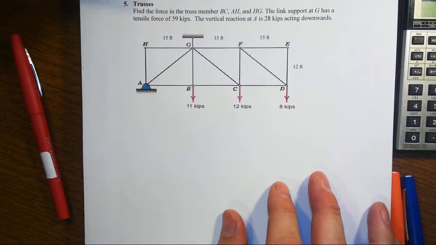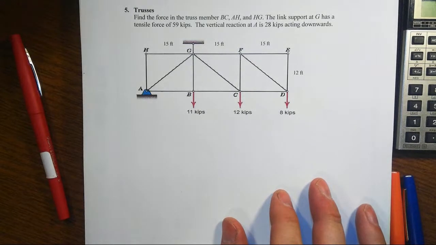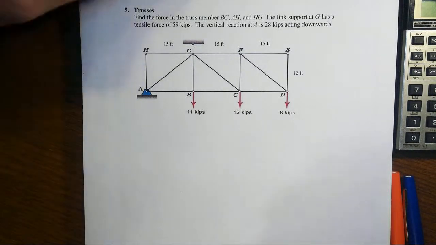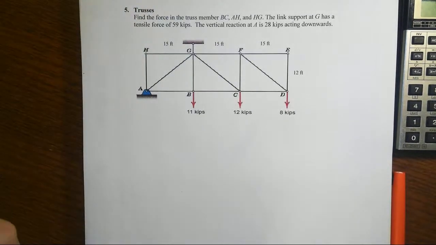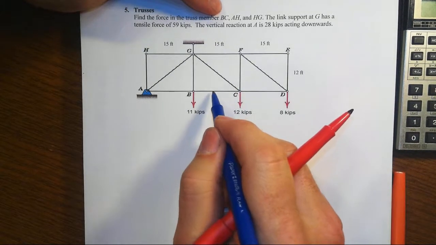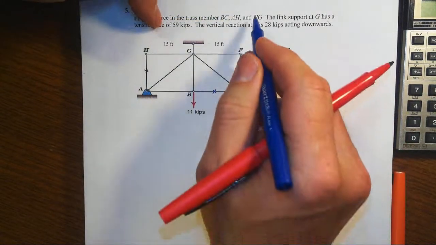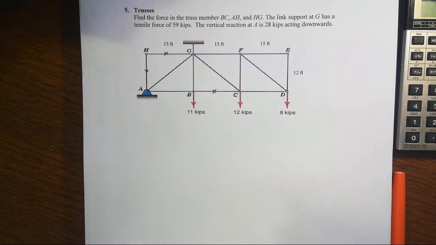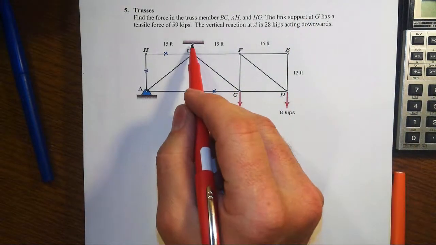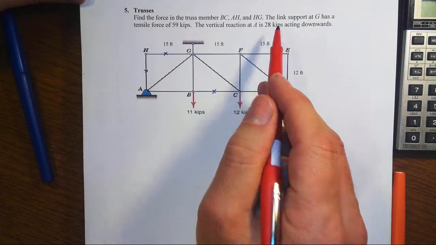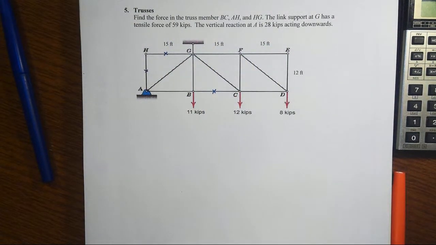Alright, we have a truss here that we've been asked to find three different member forces. Let's see here, we've got BC, that's right here, AH, that's the vertical at the far left, and HG. We're told some information here about the link support at G has a tensile force of 59 kips, and the vertical reaction at A is 28 kips acting downwards.